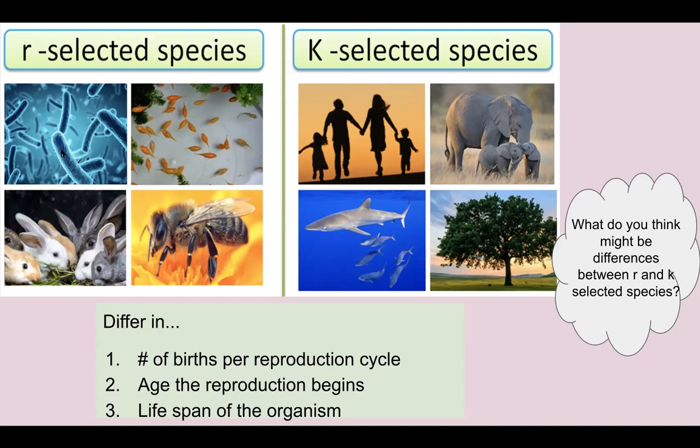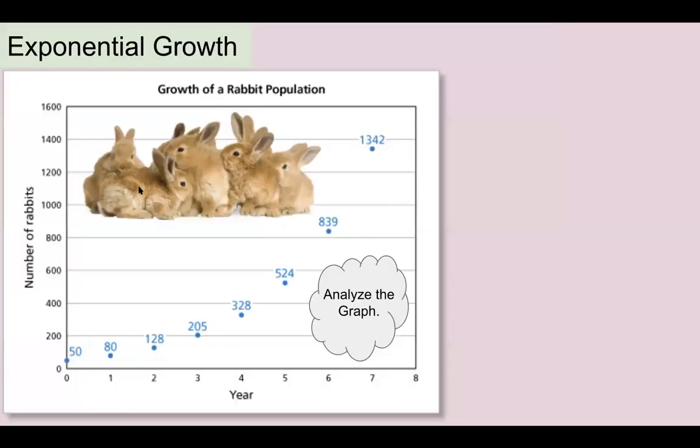So these two types of species have different reproductive factors. The R species, their way is they're just going to produce as many young as they can to hopefully increase the rate of survival. The K-selected species is going to have few young, but they're really going to invest that time and energy into making sure that those few young are going to survive. So that's the difference between the R and the K species.